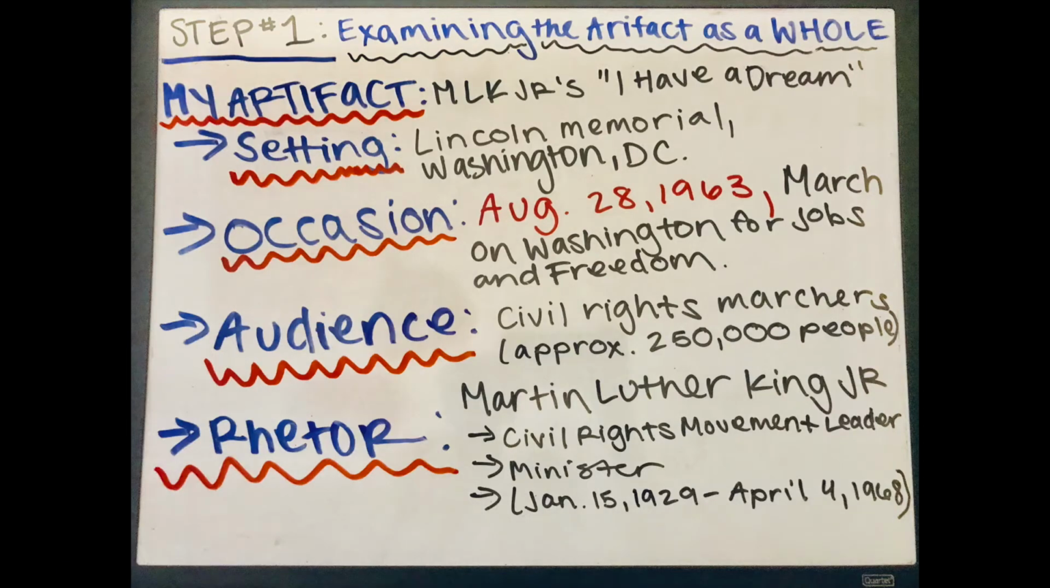Here I have provided some context information for my artifact, which is Martin Luther King Jr.'s I Have a Dream speech. The setting for this speech was the Lincoln Memorial in Washington, D.C. The occasion was the March on Washington for Jobs and Freedom in 1963. The audience was majority civil rights marchers, and the rhetor, of course, was civil rights movement leader Martin Luther King Jr.